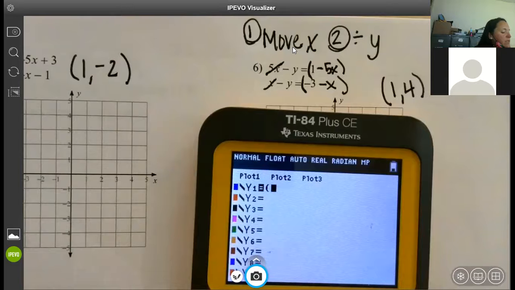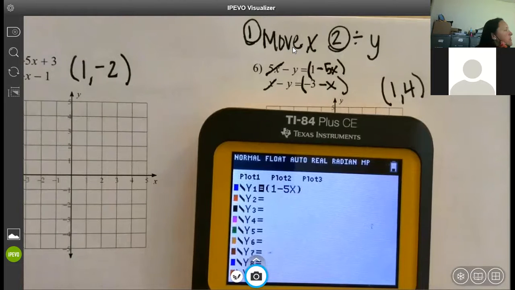So always start with a parenthesis. What was on the end of the first equation? 1. How did we move x? That's our first step. Move x. Minus. We minus 5x. Close those parentheses. Then divide by the number with y. What's with y? Negative 1.